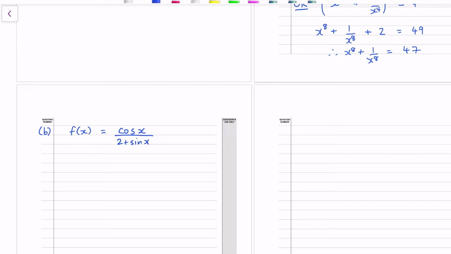So first up, differentiating once, use the quotient rule. So we diff the top times the bottom minus diff the bottom times the top, all divided by the bottom squared.